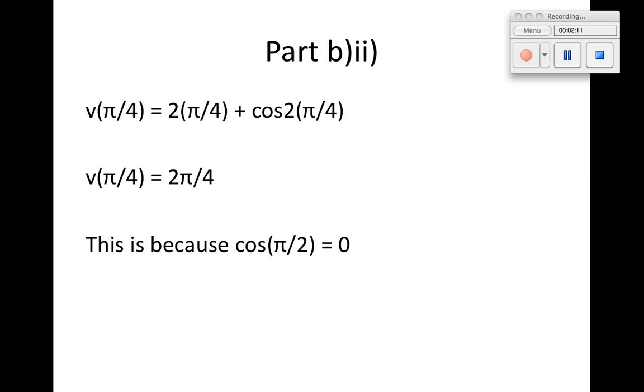So this leads us to part B2, and you basically just plug in pi over 4 into your velocity equation, and since cos pi over 2 is equal to 0, you're only really dealing with 2 times pi over 4, so that's your answer for the velocity, and that's it.